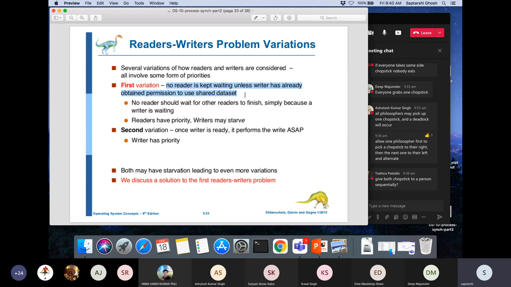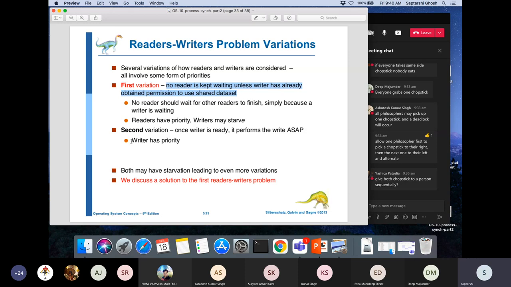to use the shared dataset. So no reader is kept waiting unless a writer has already obtained permission to use the shared dataset. So when a writer has got permission, then of course readers need to wait. That is understandable. But unless the writer is writing, no reader should be kept waiting. So okay, and what's the second variation?